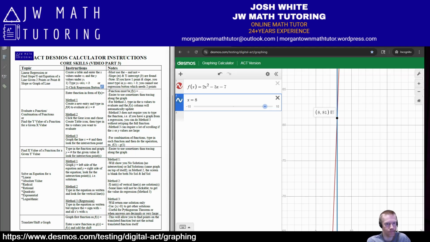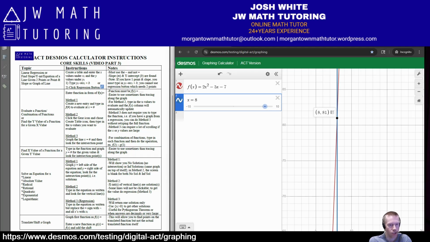So of these methods, I would say the first one is my preferred method. The second one is useful if you have a number of values to evaluate, like you need to evaluate like 4 or 5 different numbers. You can just type them all in and see the answers right away.